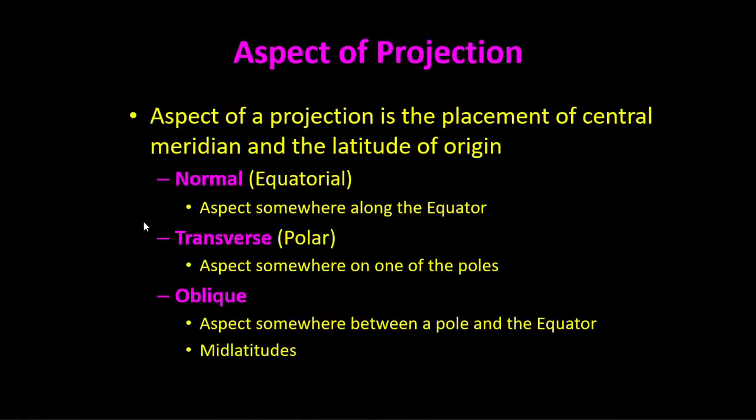First off, we have some terminology. When we hear the term normal, you might also hear the word equatorial, and that's an aspect somewhere along the equator. A transverse, or a polar, sometimes called polar, is an aspect which is somewhere on one of the poles. An oblique is an aspect somewhere between a pole and the equator, for example, the mid-latitudes.